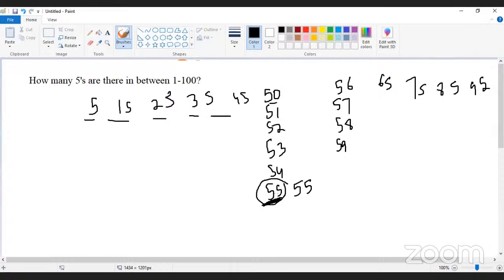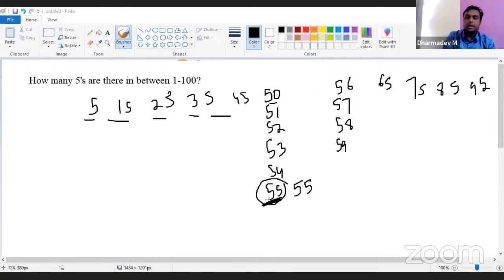So 1, 2, 3, 4, 5, 6, 7, 8, 9, 10. And 55, I'm going to count it two times because I have two 5s, right? So 55 gives 11, 12. 13, 14, 15, 16, 17, 18, 19, 20. So 55 is counted twice because 5 is there two times. It's about how many 5s, not about how many numbers with 5s.